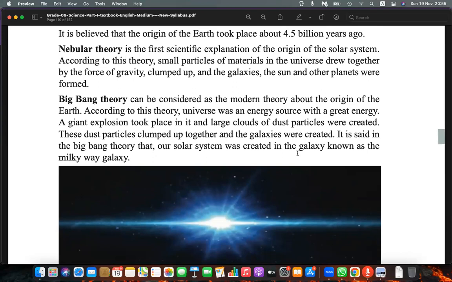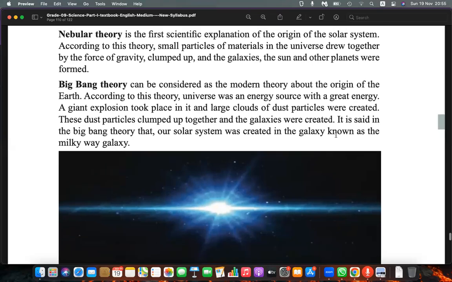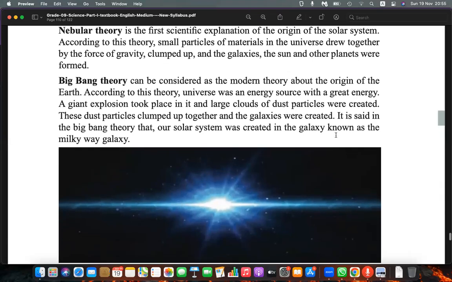According to this theory, the universe was an energy source with great energy, and a very large explosion happened, and that created cloud and dust particles. These dust particles clumped together and galaxies were created. Again, the same thing: because of the blast, there were a lot of particles. These particles got together and drew together, mainly by gravitational force, and then the galaxies were formed. That is the Big Bang theory, right?